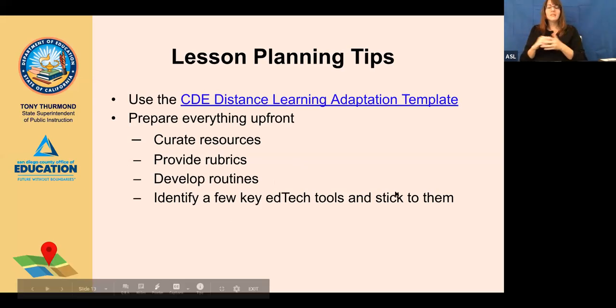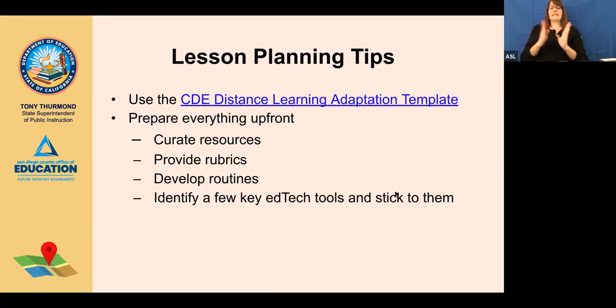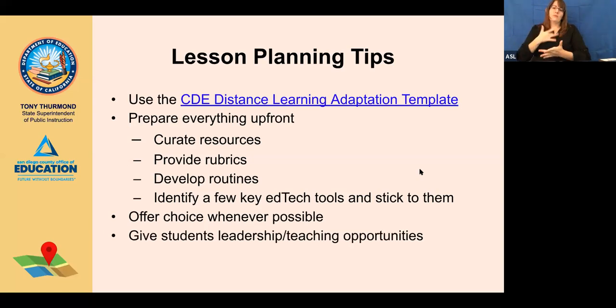And then also when we get into ed tech, really be thoughtful. If I threw a different technology at you every single slide, you'd be overwhelmed. It would take a lot of time to transition to that. So identifying a few tools and sticking to them is a great way to make sure that students can engage in a really meaningful way.